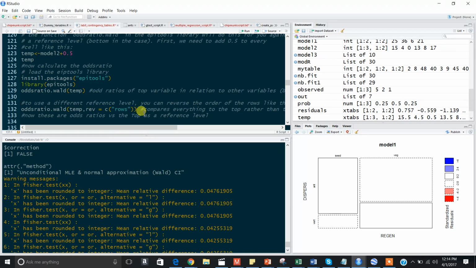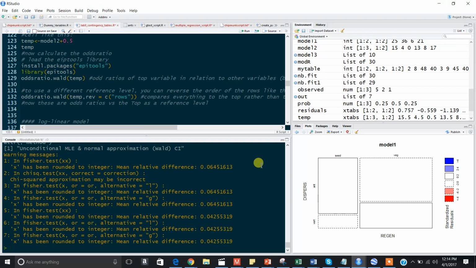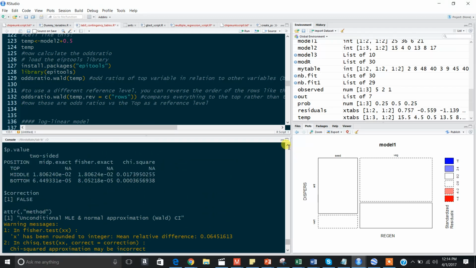So we can also manually set the reference level. So here we can reverse the order of the rows so that we compare everything to the top rather than the bottom. So now these are odds ratios versus the top as the reference level. We can run that. Again, R is yelling at us, but that's okay.